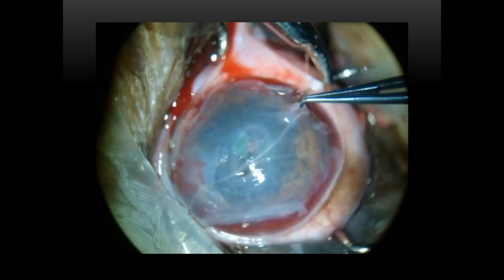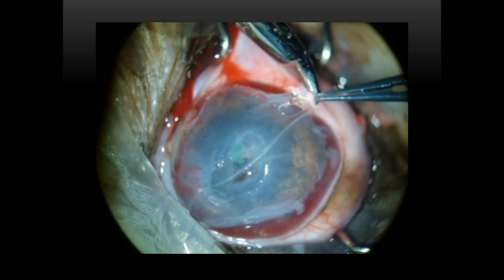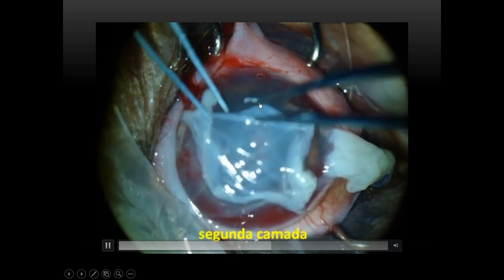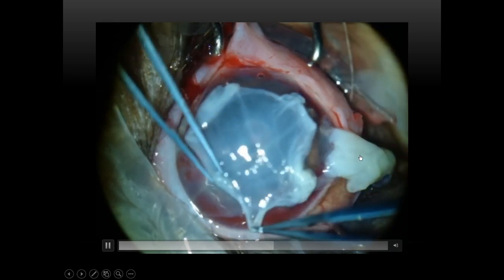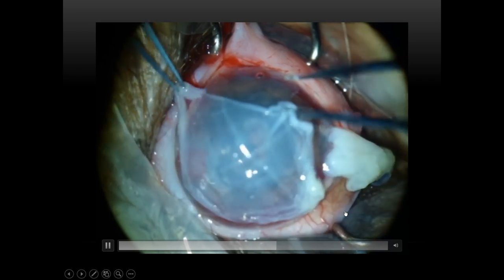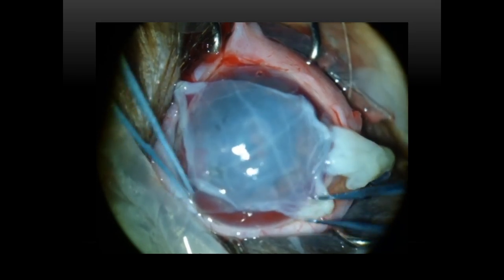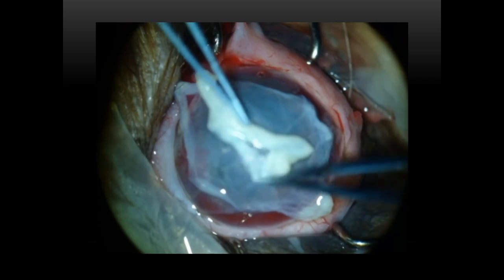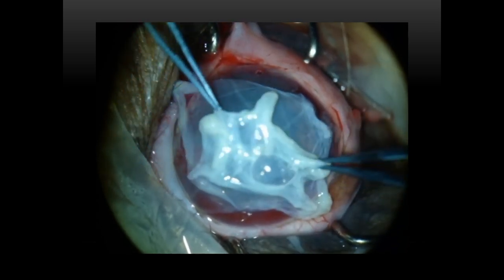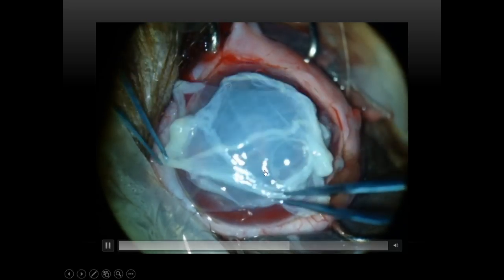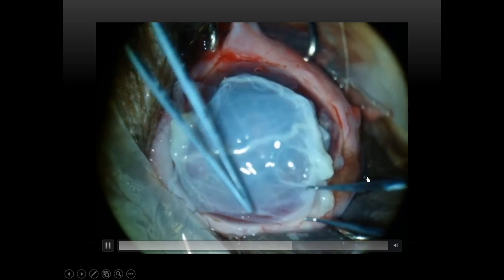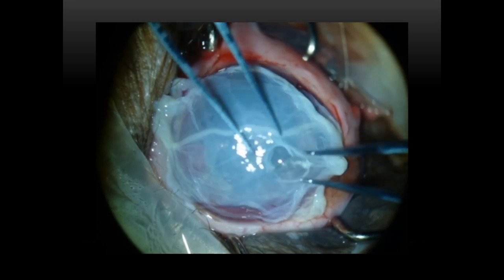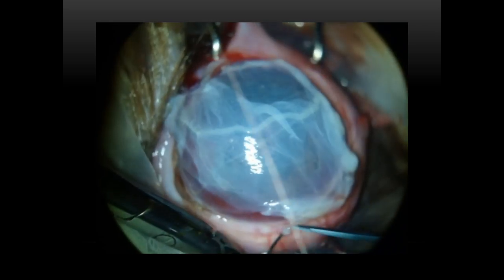So you see that I'm using a continuous pattern, passing through the bulbar conjunctiva near the limbus, and this is the second layer, and you can suture the second and the third layer together. And the third layer. Make sure you remove those air bubbles that form here. Okay, just like the first layer, you do the second and third layer, suturing on the bulbar conjunctiva, just like so.